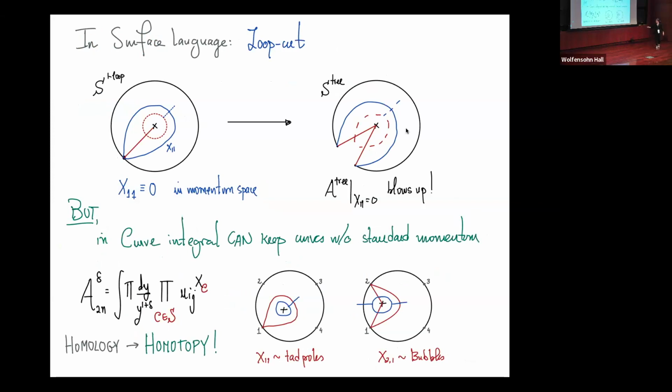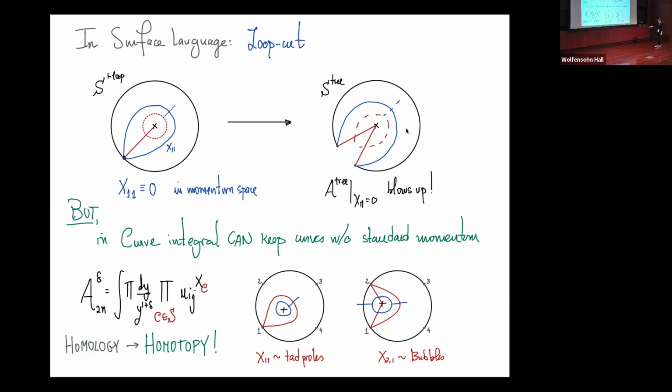However, in this curve integral formalism, we are completely free to keep all the curves, even those that don't have any standard momentum meaning. So what I'm saying is I can read off these exponents xc, instead of reading them by homology, as I described at the beginning, I can slightly generalize it and read them by homotopy.